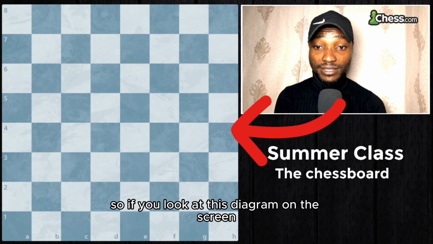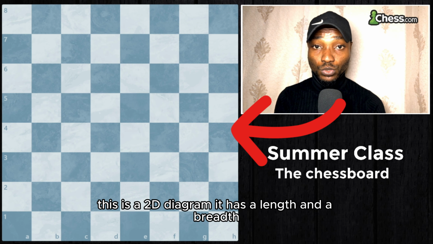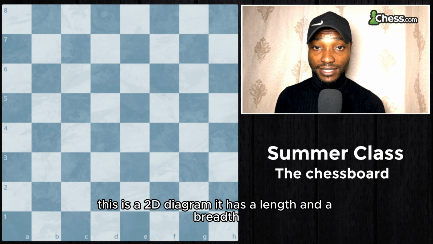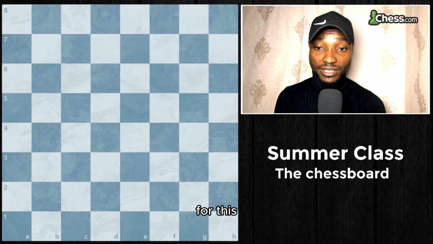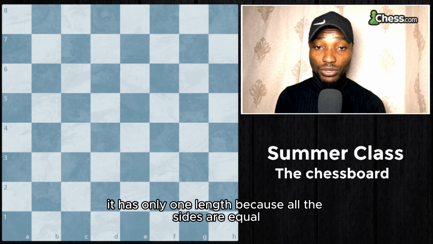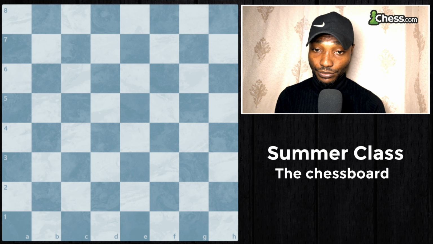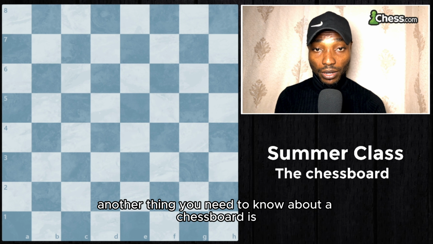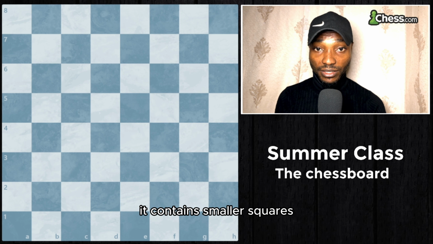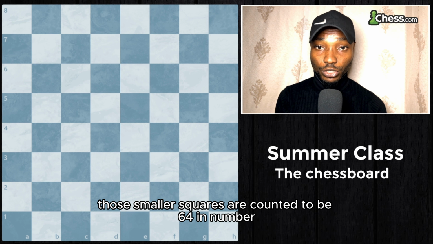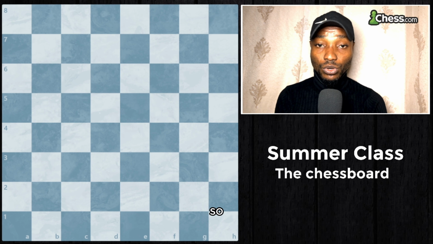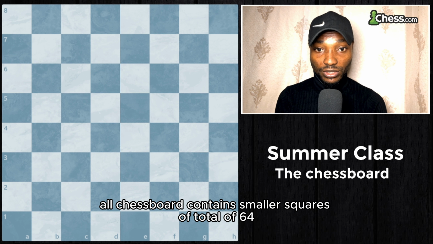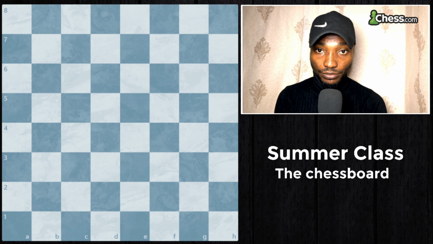So if you look at this diagram on the screen, this is a 2D diagram. It has a length and a breadth. For this, it has only one length because all the sides are equal. Another thing you need to know about a chessboard is it contains smaller squares. Those smaller squares are counted to be 64 in number. So all chessboards contain smaller squares, a total of 64.